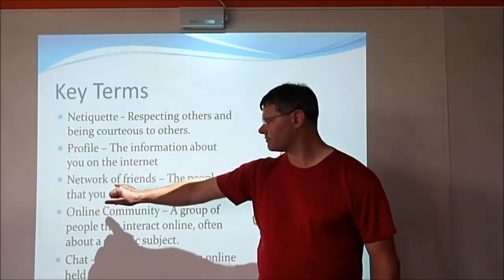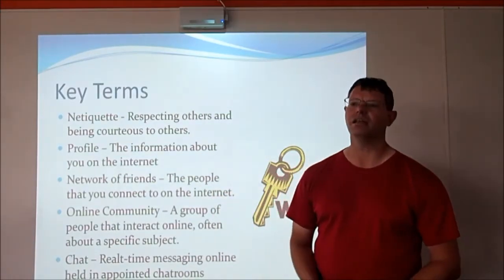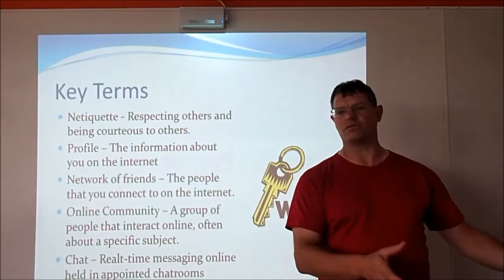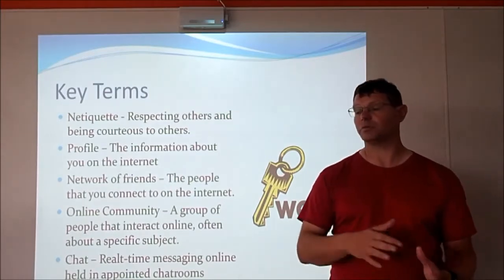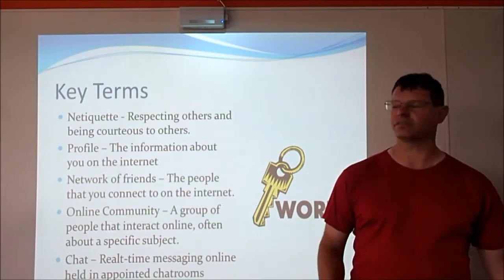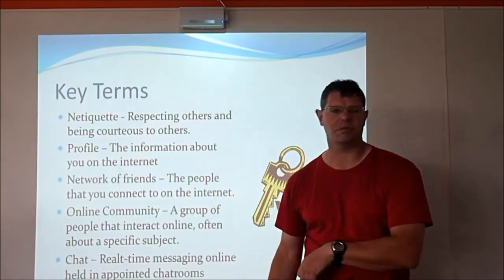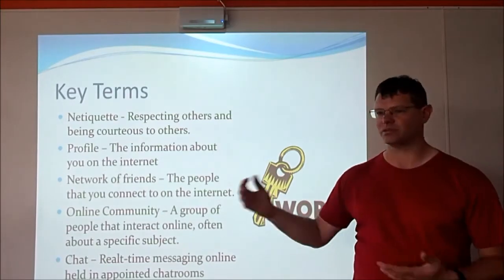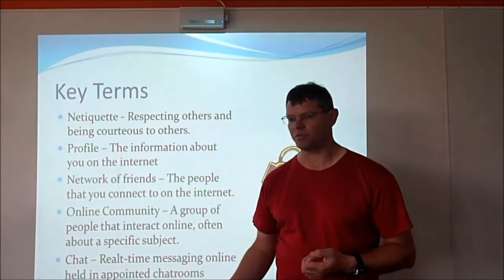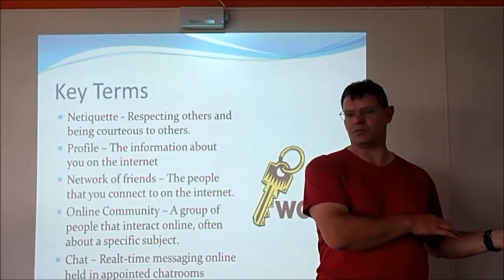Next one is network of friends. So these are just the people that you connect to on the internet. It doesn't just have to be all of your friends on Facebook. They will be part of your network of friends, but your network of friends could also go into other things. So for instance, it might be all of your people on Facebook, maybe the people that follow you on Instagram or Twitter if they're different people. It could be friends that you've got on certain online communities, that kind of stuff.